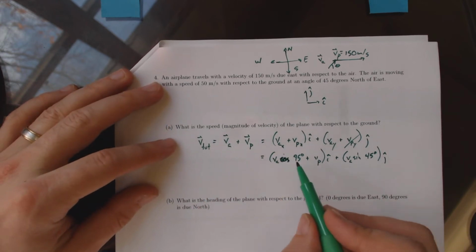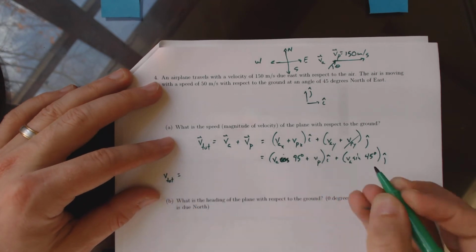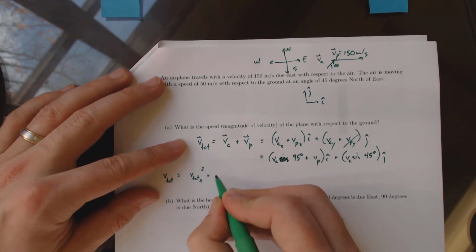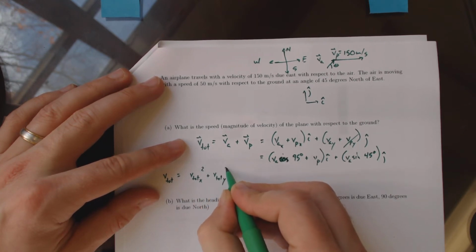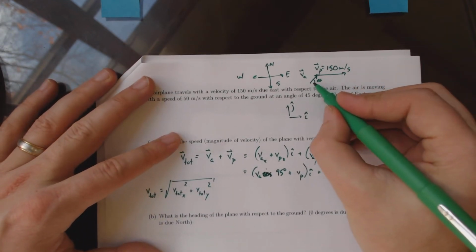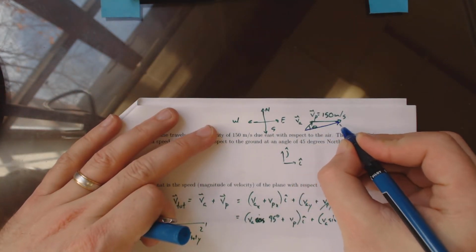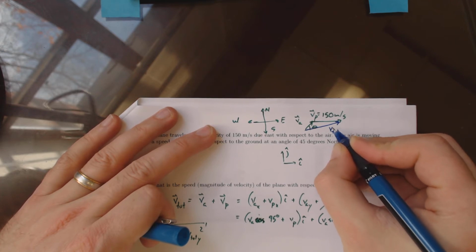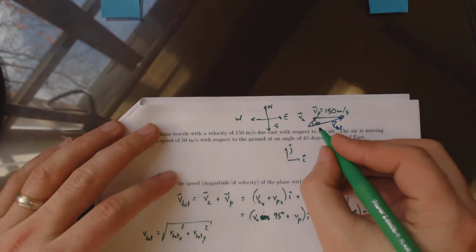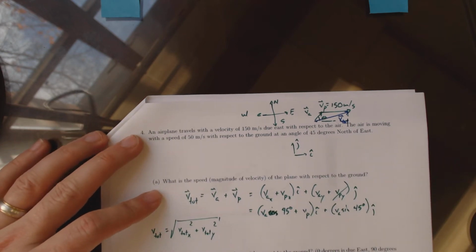So the speed, we want just the speed, we want the magnitude of this total velocity. So V total is equal to the square root of V total x squared plus V total y squared. So that's Pythagorean's theorem. So V total, if I draw it in a blue pen, is the sum of these. And I've just computed V total x and V total y, and I'll take the sum of the squares.